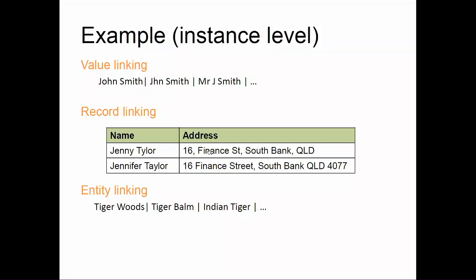Similarly, for record linking, look here. So name and address. It's Jenny Taylor or Jennifer Taylor. Looks like the same. Why? Because the address is actually the same. So if two records have names that look different but the address is the same, maybe it's the same record. Also, I think there is some difference in the address format. Here it is ST and here it is street. Similarly, when it comes to entity linking, the problem is that entities can be Tiger Woods, Tiger Balm, Indian Tiger. They are all represented differently, but might be the same, might not be the same.